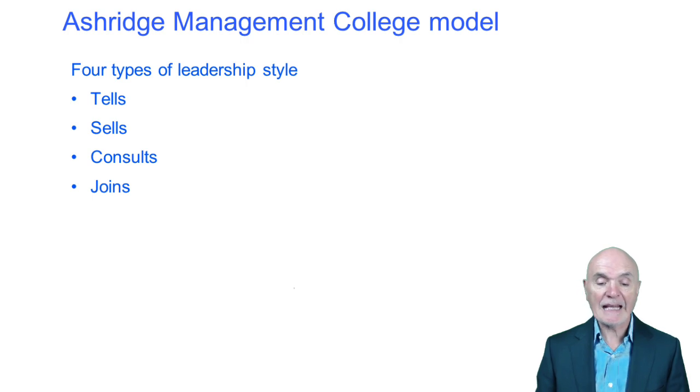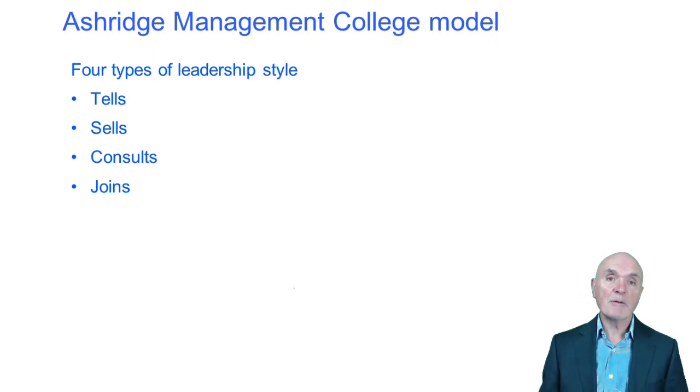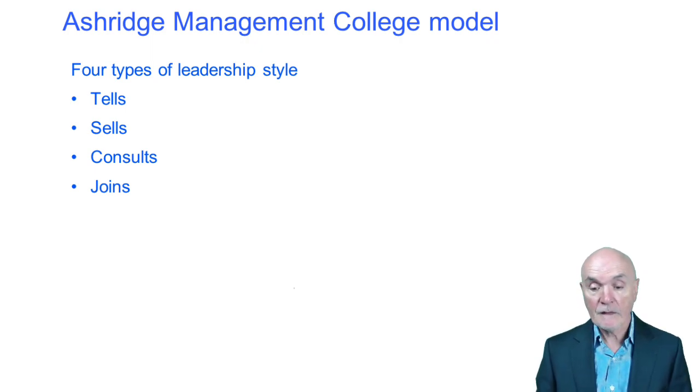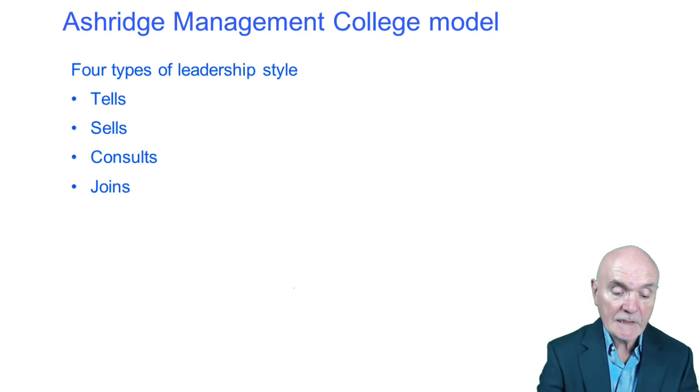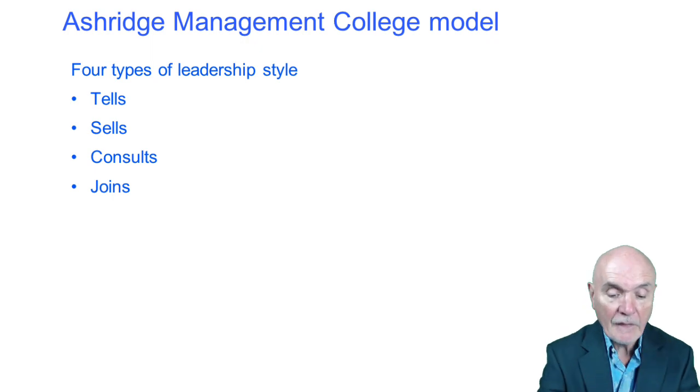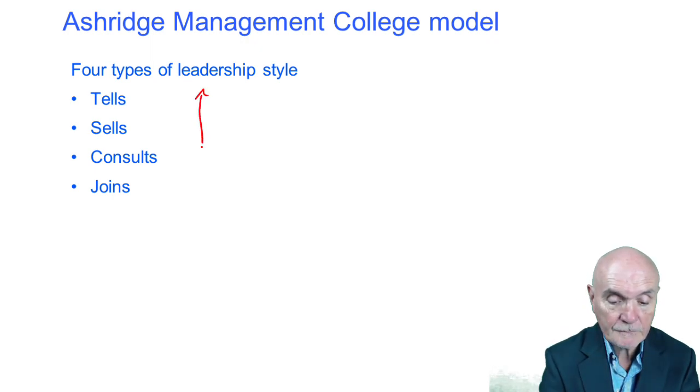This was developed by the Ashridge Management College, and it looked at leadership styles. Remember, we said that trait theory of management was no good. We're on to style theory. It's how you manage, how you lead that's going to be important. And Ashridge has this model where it identified 4 types of leadership style. First of all, we're dealing here with really a continuum.